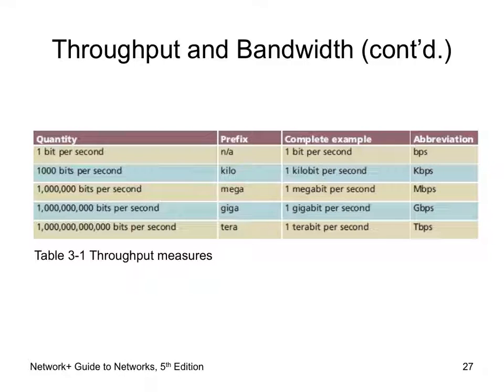BPS is the abbreviation for that one. 1,000 bits per second is kilo, 1 kilobit per second, kbps. 1 million, mega, 1 megabit per second, mbps. 1 billion, gigabit per second. 1 trillion, terabit per second. Terabit per second is pretty much where we're going when it comes to even Wi-Fi in the future. But right now we're pretty much in the gigabits per second when it comes to data in a network. Like a gigabit, you might have heard about 1 gigabit transfer rate on Ethernet on a network.